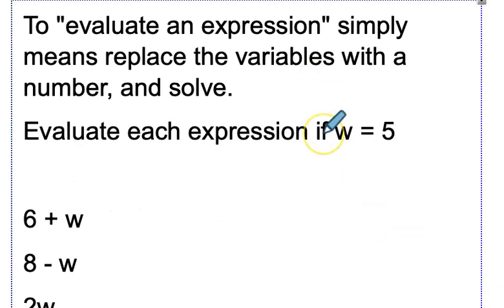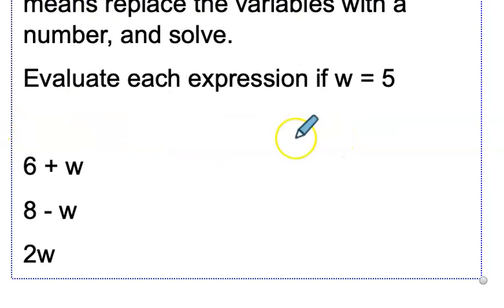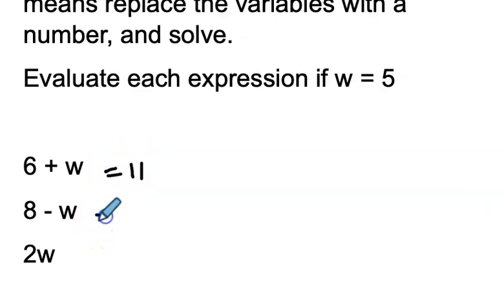Then we're going to move into evaluating expressions. So evaluating expressions simply means to solve. Now you don't need to write this down, but I would like you to try this in your notebook. So let's evaluate each expression if w equals 5. So now we're going to plug this value in for anywhere I see a w. So if I have 6 plus w, that's 6 plus 5, which is 11. If I have 8 minus w, that's 8 minus 5, which is 3. And 2 times w, which is 2 times 5, which is 10.